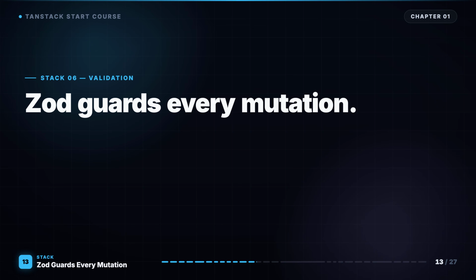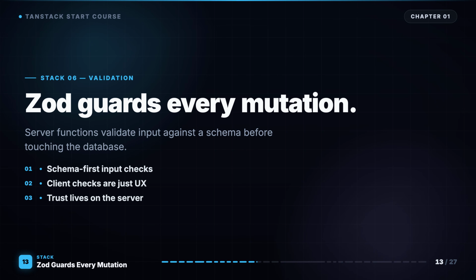Zod owns validation. Every server function checks its input against a schema before touching the database. Client checks are just UX. The server is where trust lives. That one rule prevents half of the classic security bugs.